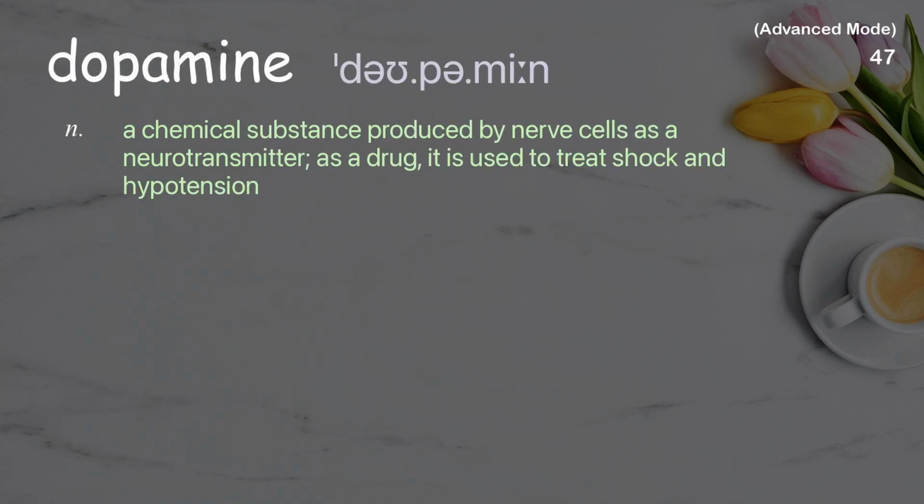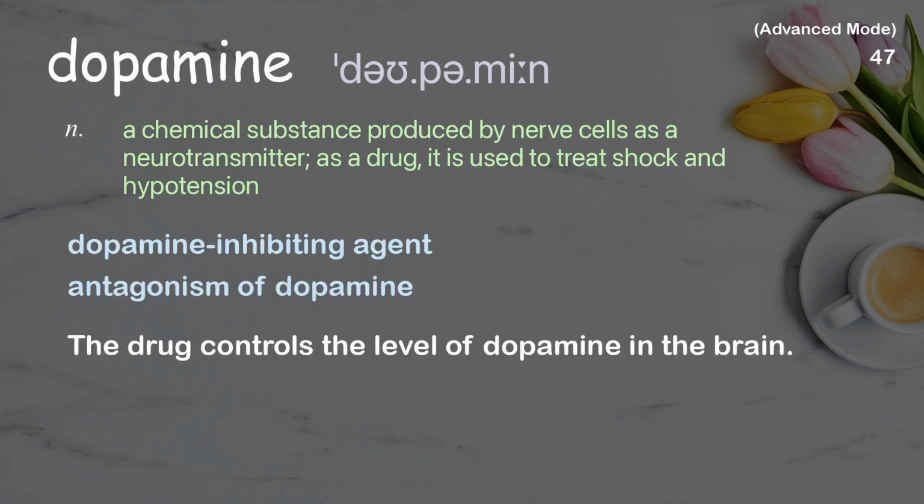Dopamine. A chemical substance produced by nerve cells as a neurotransmitter. As a drug, it is used to treat shock and hypotension. Examples: dopamine inhibiting agent. Antagonism of dopamine. The drug controls the level of dopamine in the brain.